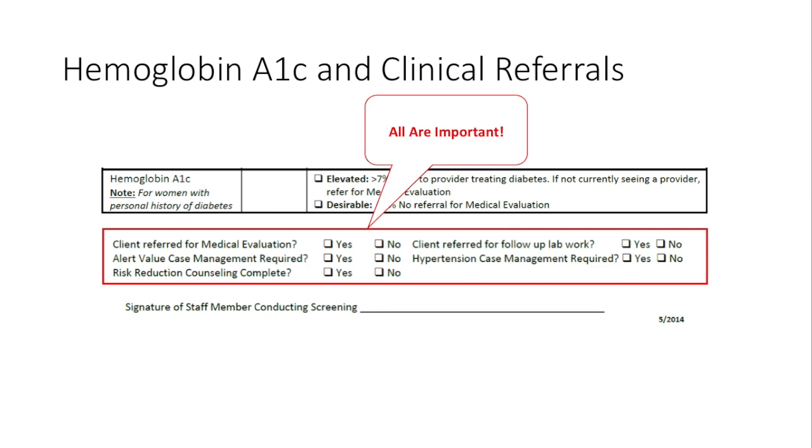If you say no or you don't say anything and she did require either hypertension case management or alert value case management, I'll be contacting you to ask what's going on, making sure that the woman is being followed. So make sure that you're letting us know when you're referring somebody for, or whether you're doing the case management for them. And then the one about risk reduction counseling complete, that's really important too, because we really want to make sure that every woman has her risk reduction counseling done, because we need to let her know what her risk factors are.